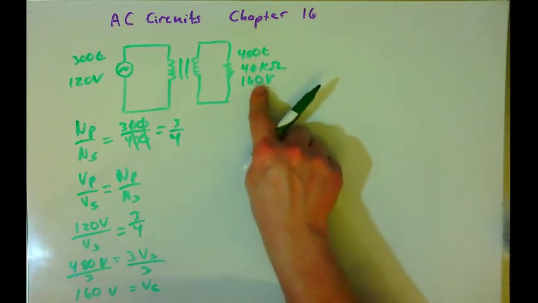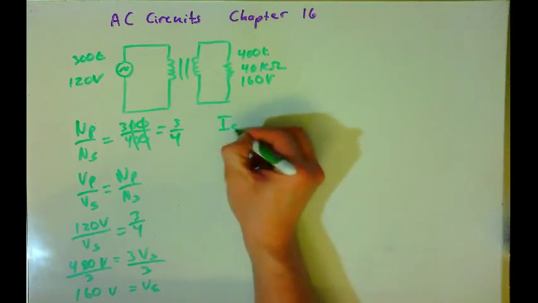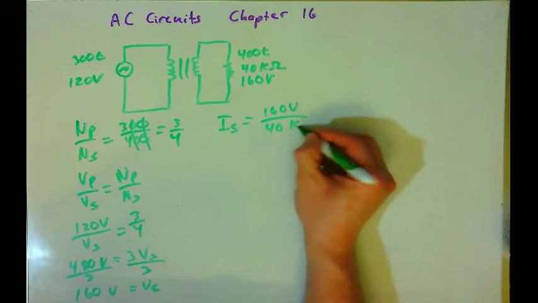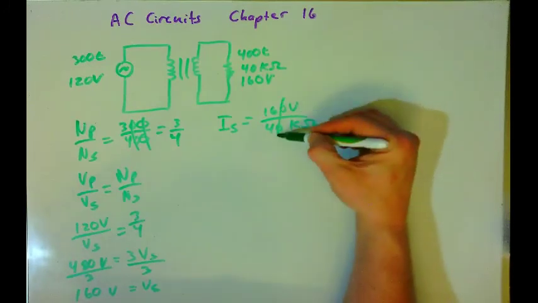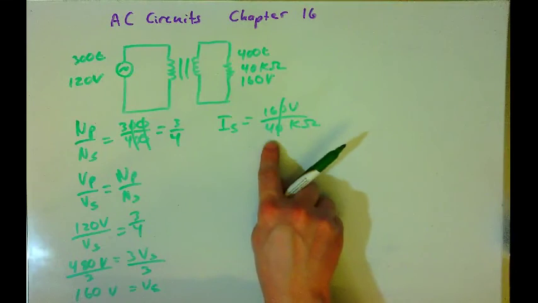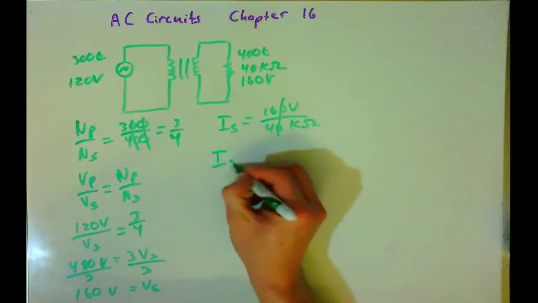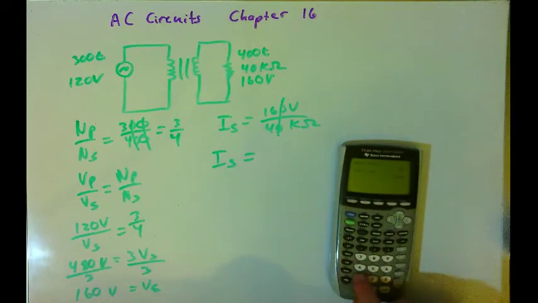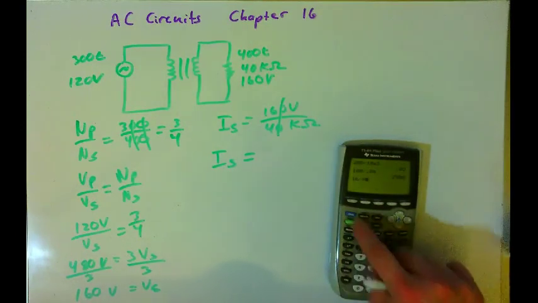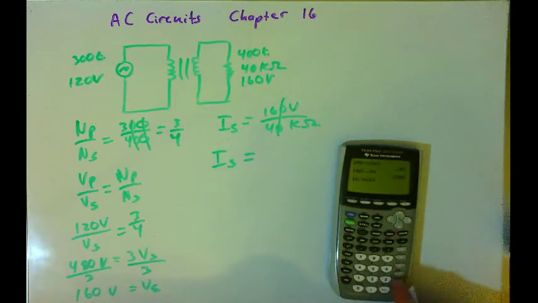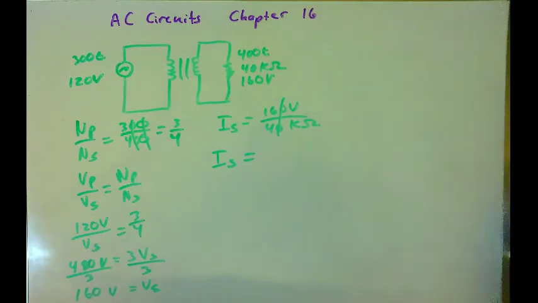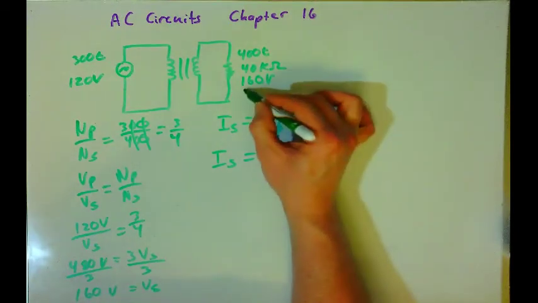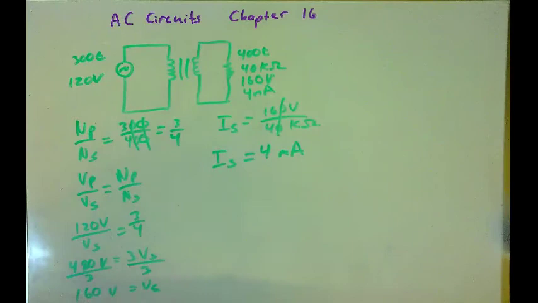Now we can find the current in the secondary. Current in the secondary is 160 volts divided by 40 kilo ohms. The zeros here will cancel. 16 divided by 4 is 4. But let's make sure that I get the prefix right. We have 16 divided by 4 kilo. We've got 4 milliamps. Secondary current is 4 milliamps.